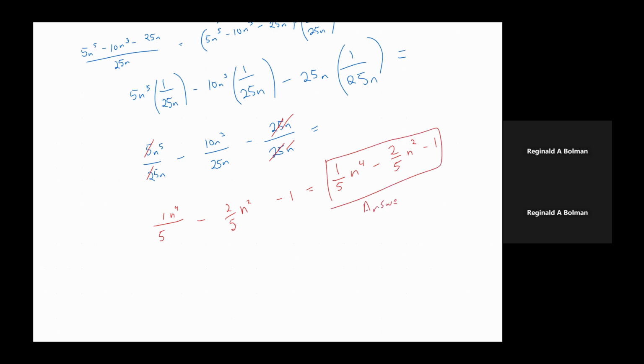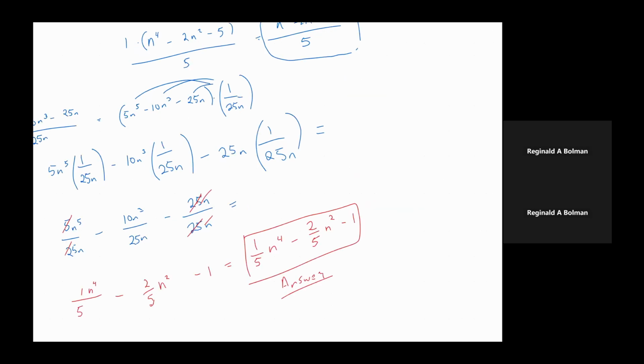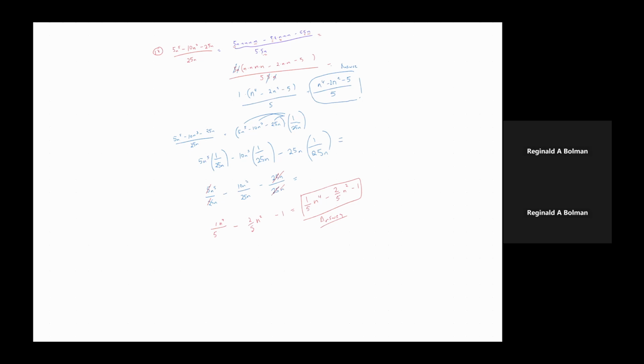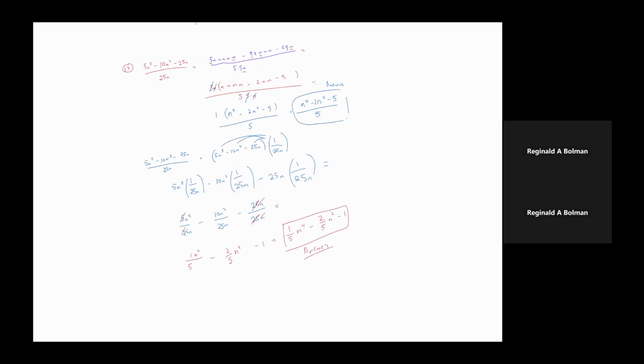So if fractions don't bother you, then using the fraction rules in order to multiply out the product of 5n to the fifth minus 10n cubed minus 25n with 1 over 25n might be the way to go.